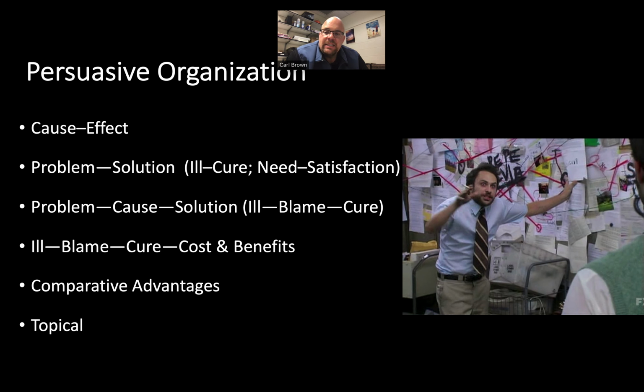And then the next one, ill blame, cure, cost benefits. That is the same, of course, but now you are including a cost-benefit analysis of your plan. So pros and cons of your plan. By the way, every client's plan should have costs. The benefits should always outweigh the costs, and if they don't, they need a new plan. But definitely make sure that they're noting, hey, there are some costs to this plan, which are this and this. However, there are more benefits, which are, and then they list those off.